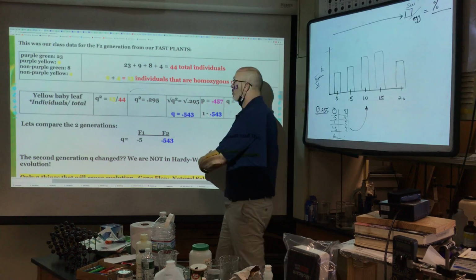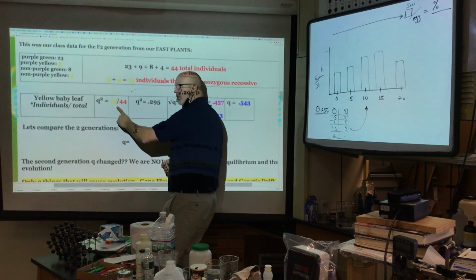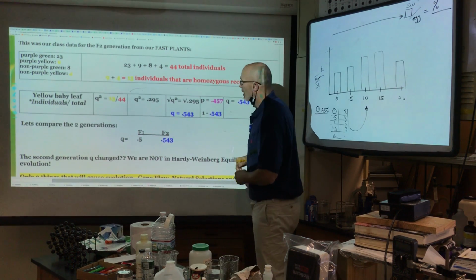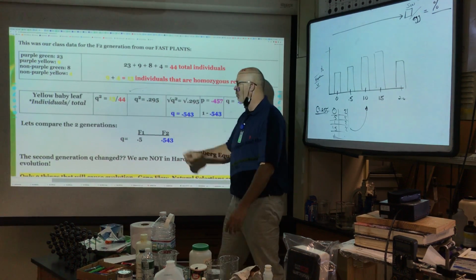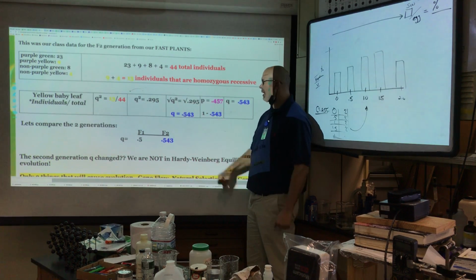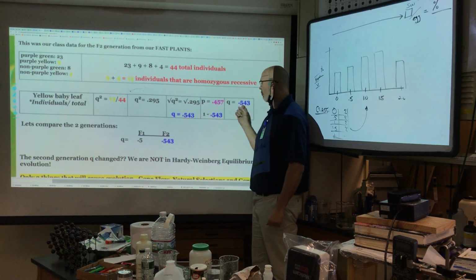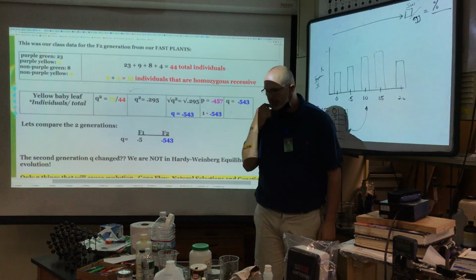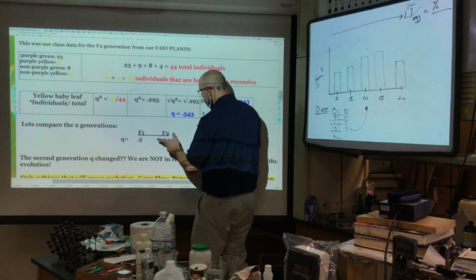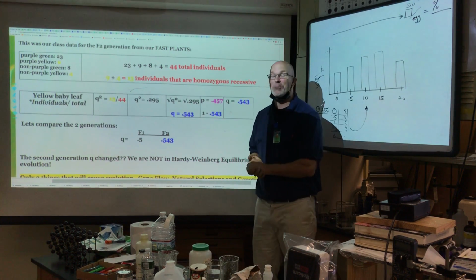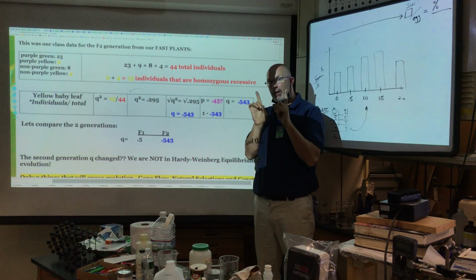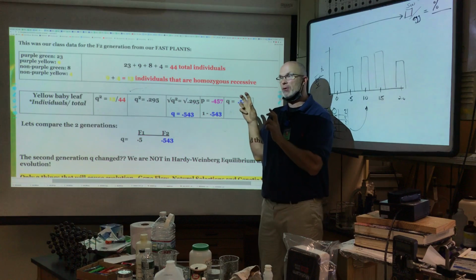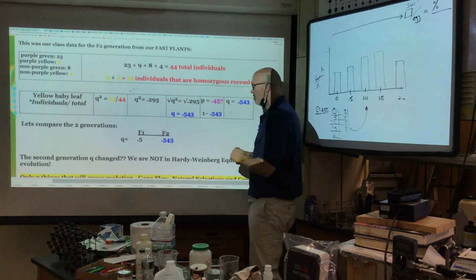So in any case, I had 13 individual plants out of the 44 that were homozygous recessive, and they were q squared. So 13 divided by 44 is 0.295, square root both sides, and I've got my q to be 0.543, subtract from 1, I got my p. And those are my allele frequencies. Now, we said in the F1 generation that q had to be 0.5. Absolutely. Why? Because the first cross that we did was a dihybrid cross. They were all heterozygotes, so we should expect 0.5.